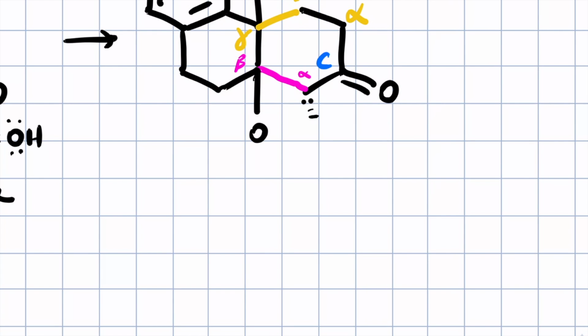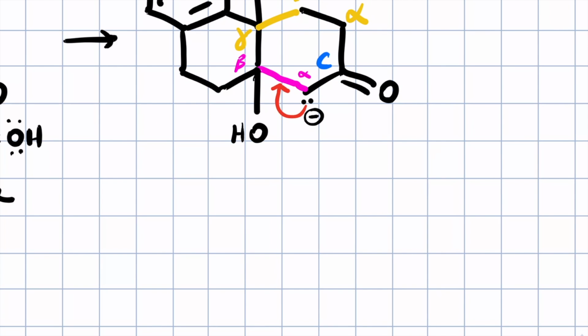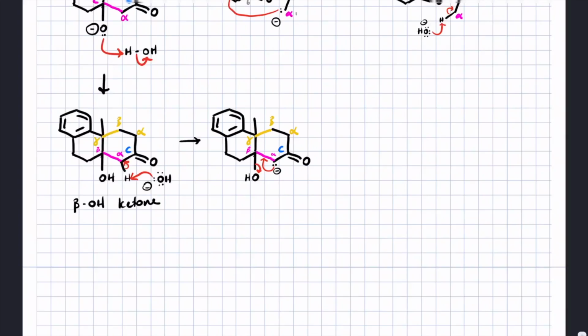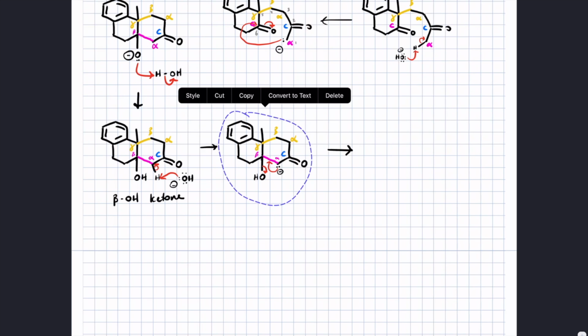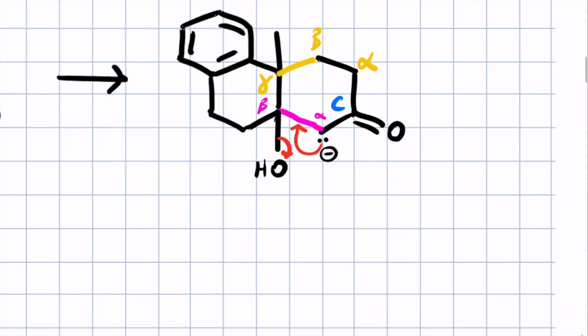Sorry about that. Here's the lone pair electrons on the alpha carbon. And then in the final step, electrons will kick down from that enolate and kick off the OH minus group to give you your desired Robinson annulation product shown here.